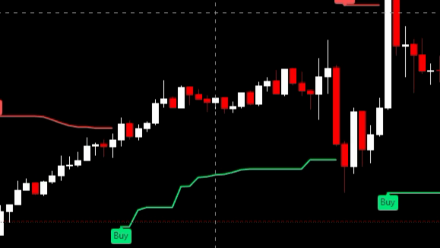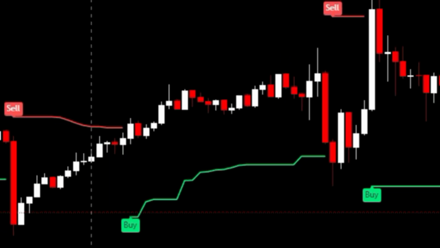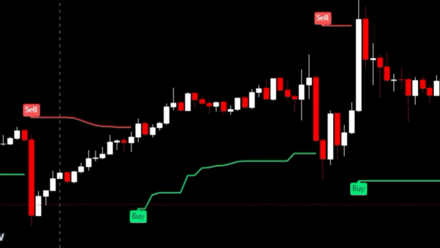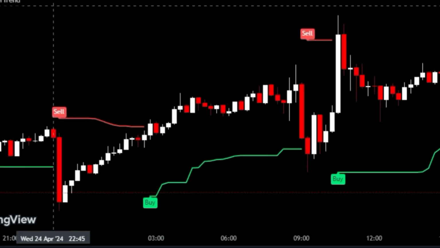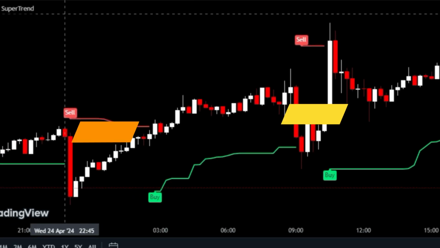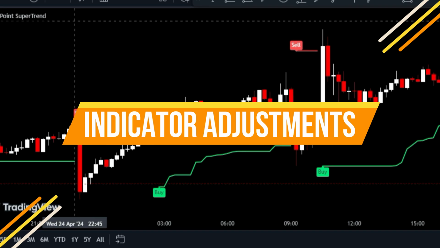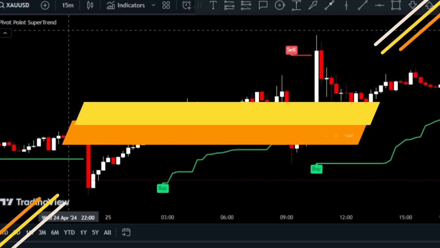Hold up traders, before we dive into using the Pivot Point Super Trend Indicator, let's make sure it's perfectly tailored to your unique trading style. We're going to fine-tune the settings to give you the best chance at snagging those profitable trades.